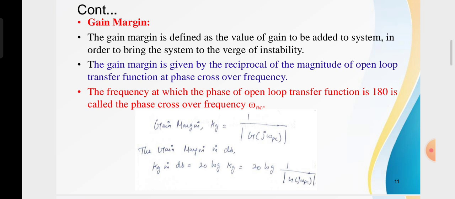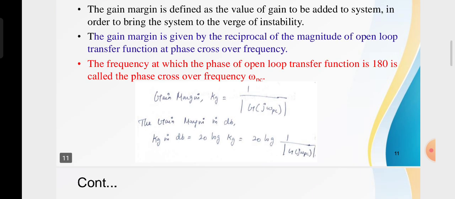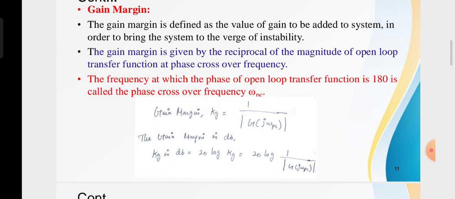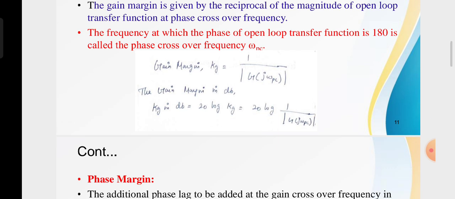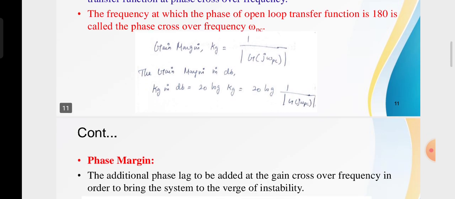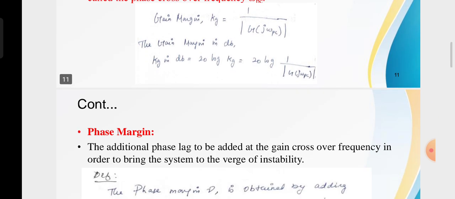Next, what is phase crossover frequency? The frequency at which the phase of the open loop transfer function is minus 180 degrees is called the phase crossover frequency. It is denoted by omega pc. The mathematical expression for gain margin: Kg is equal to 1 by the magnitude of the open loop transfer function G of j omega at the phase crossover frequency omega pc. And gain margin in terms of dB: Kg in dB is equal to 20 log Kg, equal to 20 log of 1 by the magnitude of G of j omega pc.